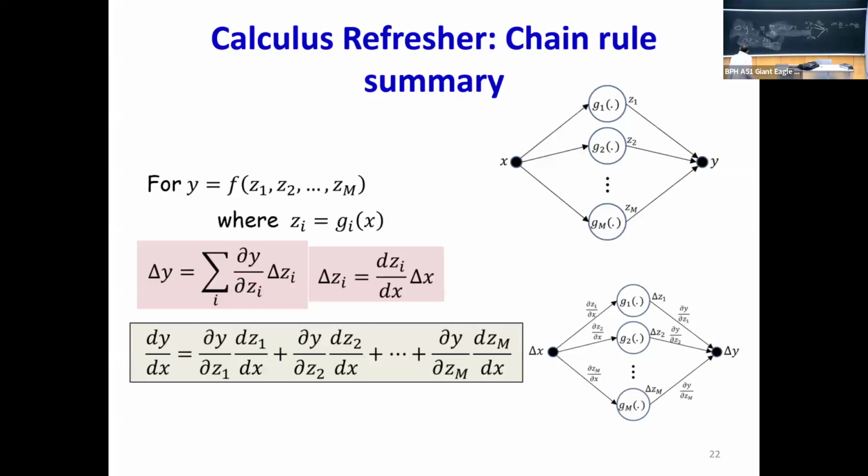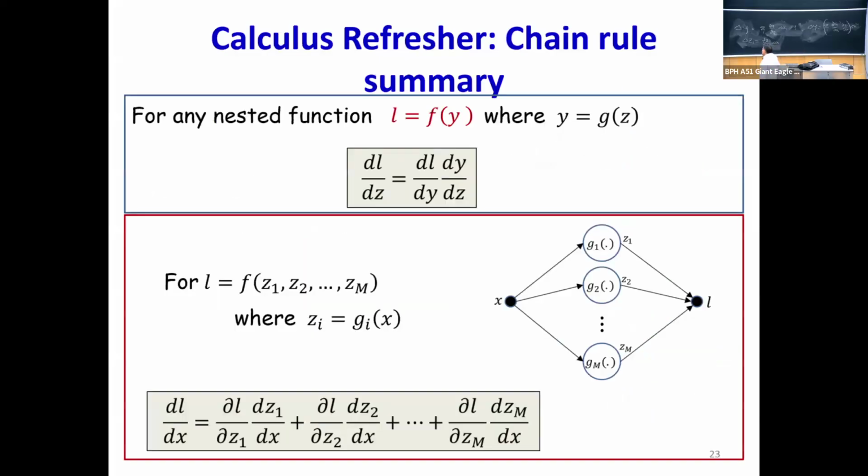In case I didn't say it very clearly, I can just say delta y equals summation over i of the partial of y with respect to zi times the derivative of zi with respect to x times delta x. If I combine those two, this is what I get, which means that this term here is the derivative of y with respect to x. Everybody clear? Okay.